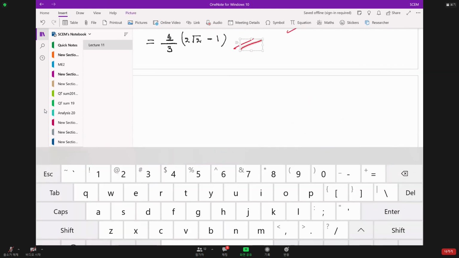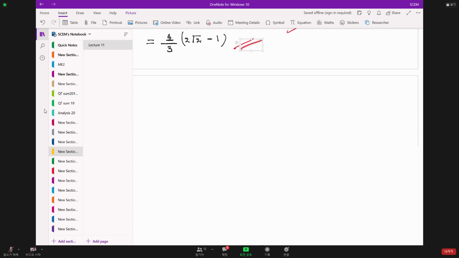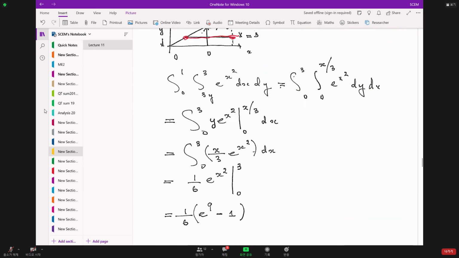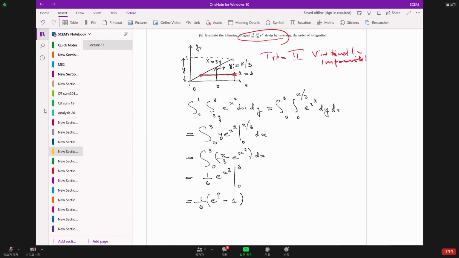To evaluate this integral is virtually impossible. But if you treat it as a type 1 region, now I'm going to change the order of integration. To change the order of integration, you write y as a function of x.